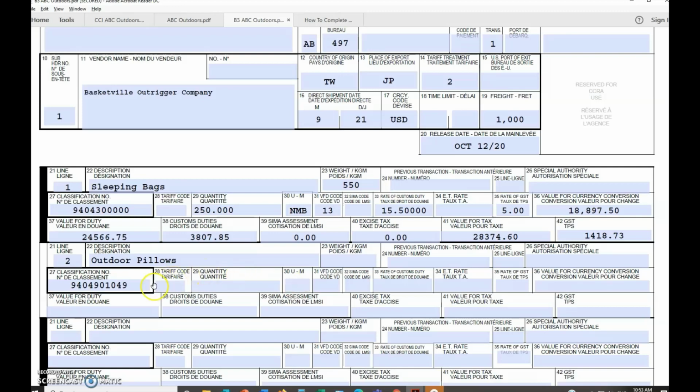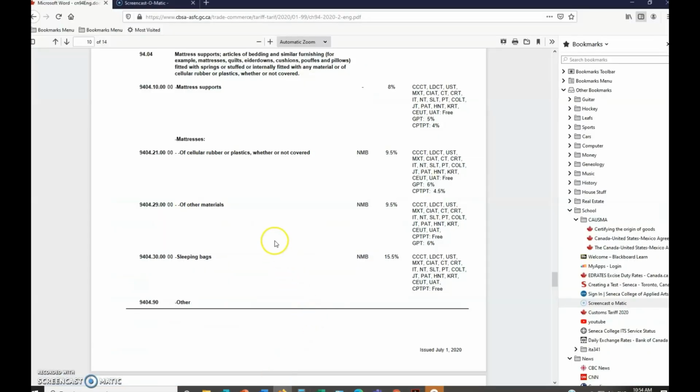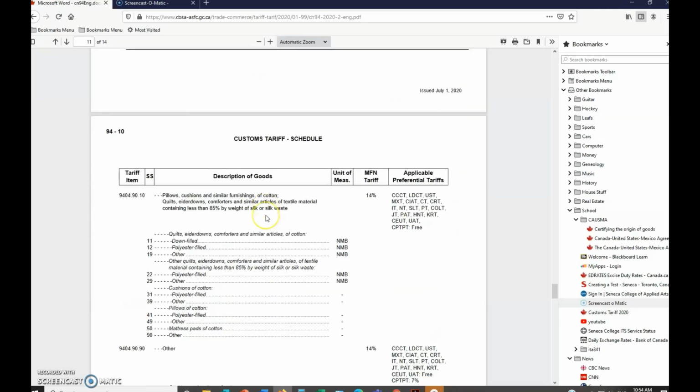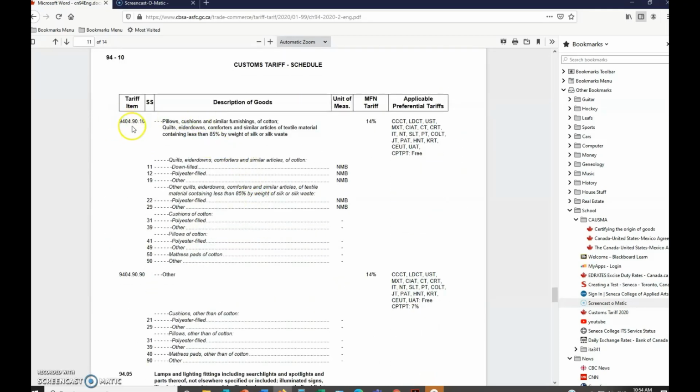So now we need to go into the customs tariff and look up this HS number to get the unit of measure and the rate of customs duty. 9404 90 10 49 is in chapter 94 of the customs tariff. So we go to chapter 94 of the customs tariff and we look up 9404 90 10 49. Okay, it just says other, but it's because it's just not a classifiable item, so it's classified with items it's similar to, and this is a pillow.